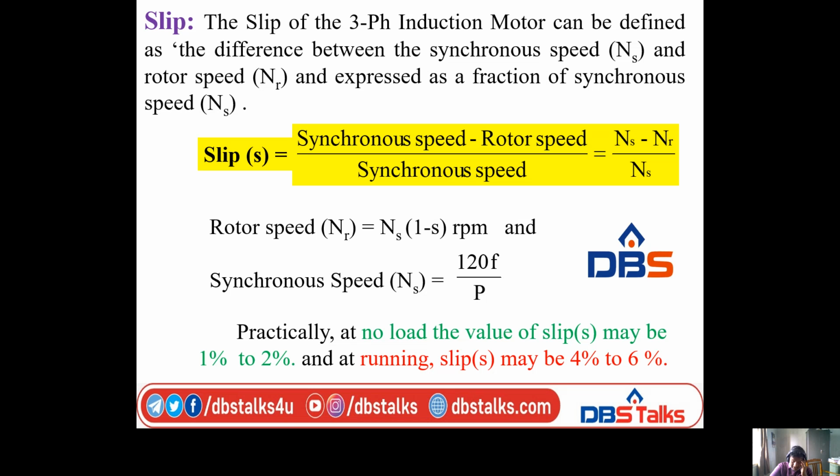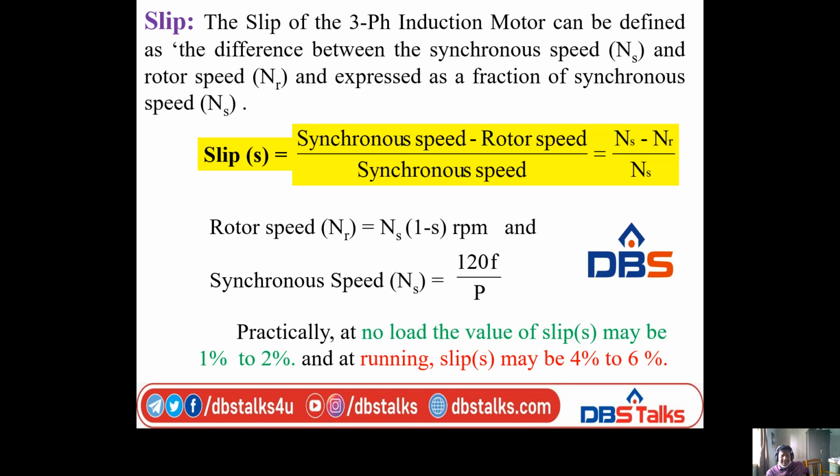At starting, Nr is equal to 0. What about slip? (Ns minus 0) by Ns is equal to 1. At starting, the slip is equal to 1, which is the maximum value. So the maximum value of slip for a three-phase induction motor is 1, and the minimum value of slip is 0.